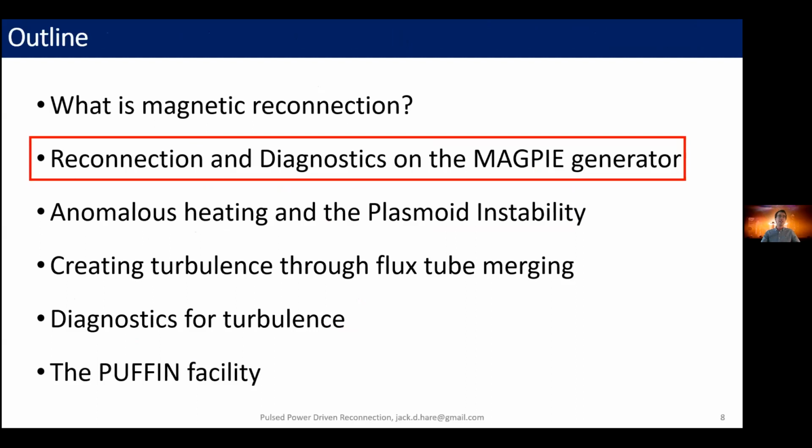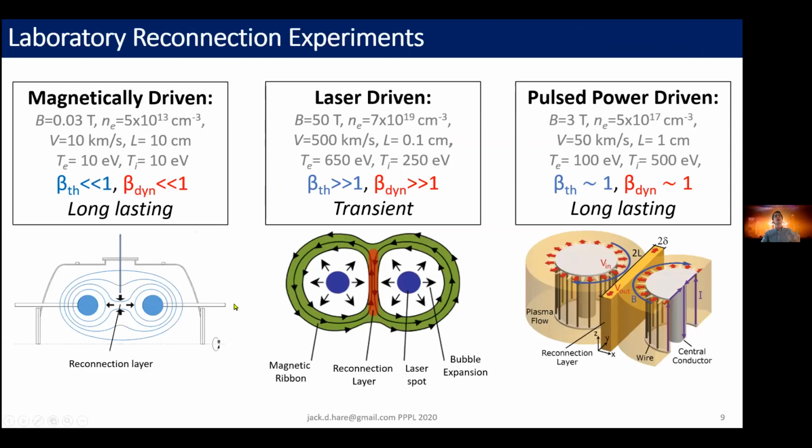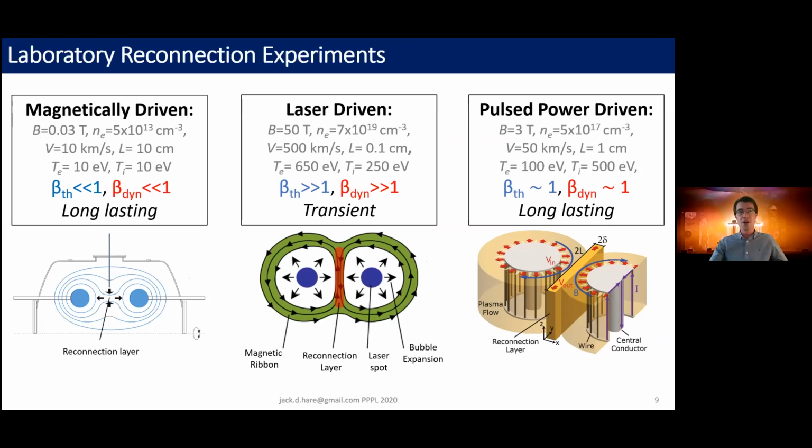And to put this work in context, again, I'm going to talk about other reconnection experiments, which you might be more familiar with. So for many decades now, we've had this magnetically driven type of experiments, such as MRX, T-Rex, and of course, Flare. And here we have magnetic pressures which are much larger than the thermal and kinetic pressures. That means that the magnetic field dominates the dynamics of this system. And these experiments usually produce long-lasting reconnection layers, and they've been very well diagnosed using techniques such as in situ probes and spectroscopy.